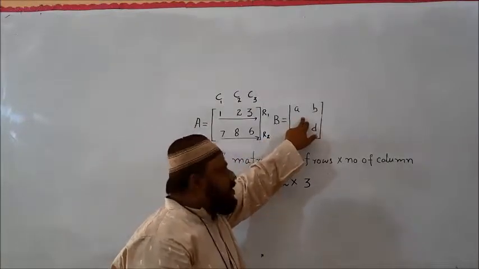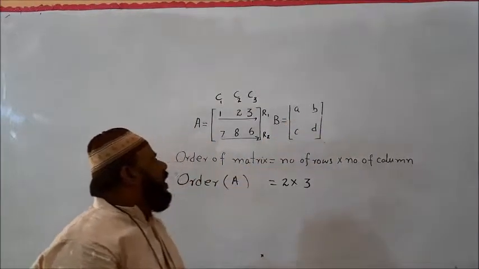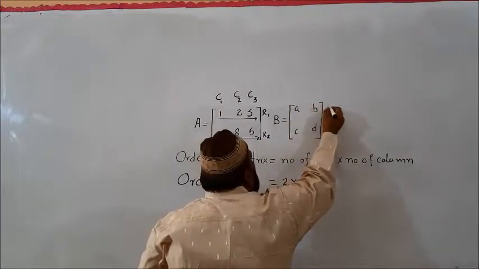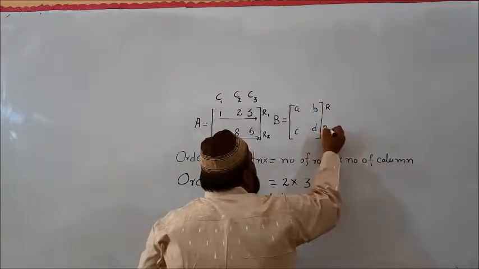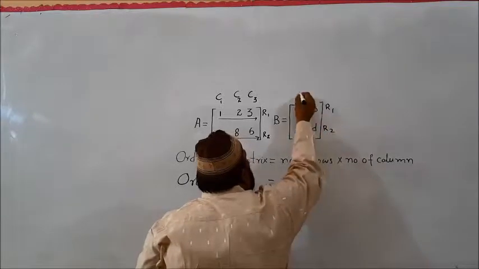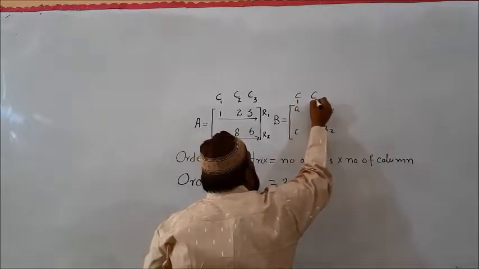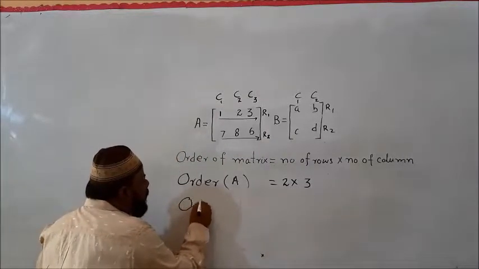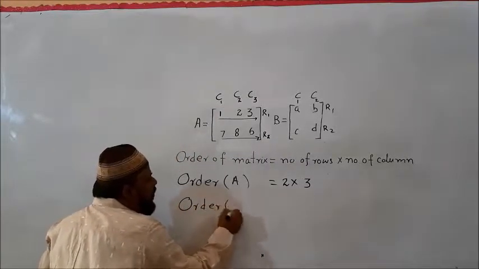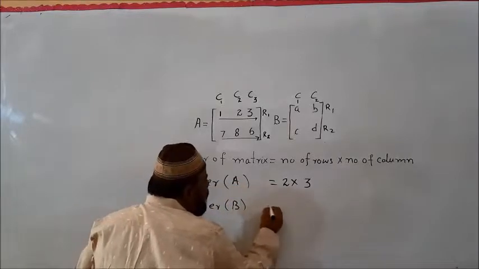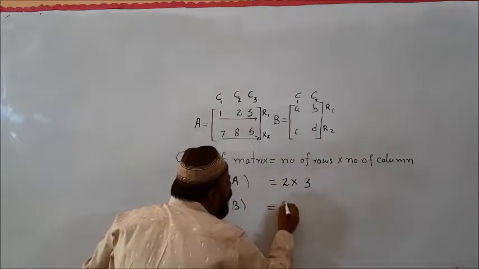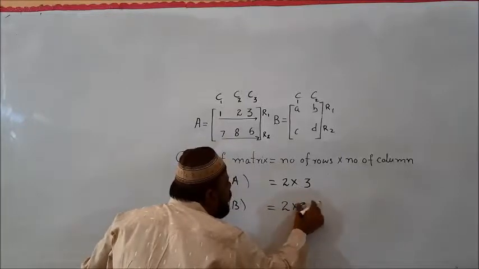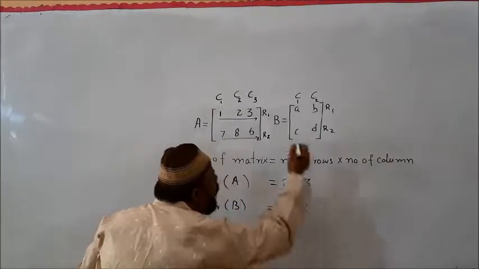Come to the matrix B. B matrix, for example, row 1 and row 2, column 1 and column 2. So order pair of matrix B, 2 rows and 2 columns.